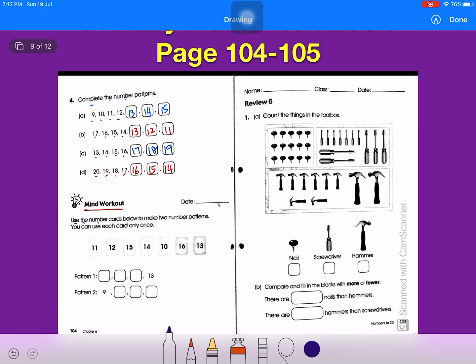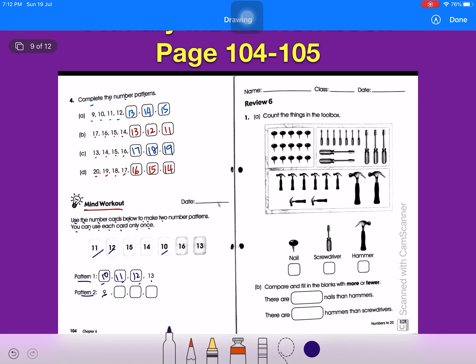Use the number cards below to make 2 number patterns. You can use each card only once. So pattern 1, so here is 13. That means you can use count on or count back. If we are using count back method, 13 there will be 12, 11, 10. So we will use 12, 11 and 10. Let me write down first. 12, 11 and 10. Okay, let's come back to pattern 2.